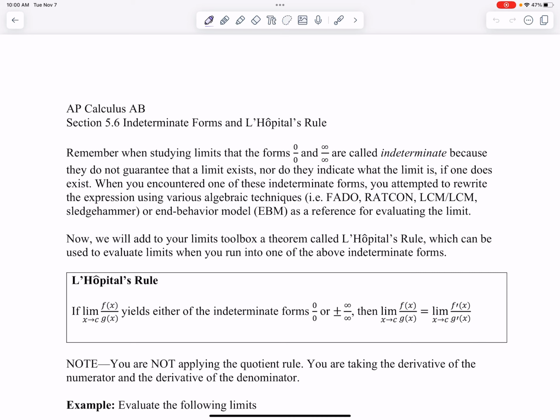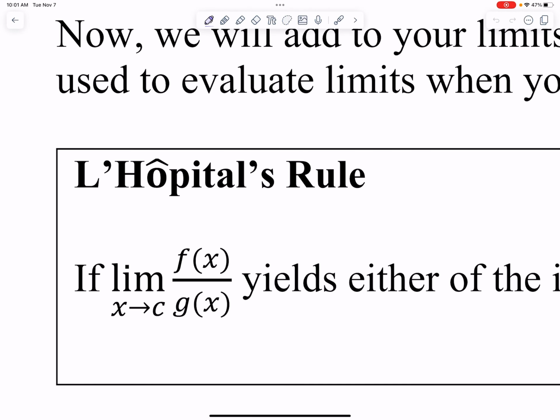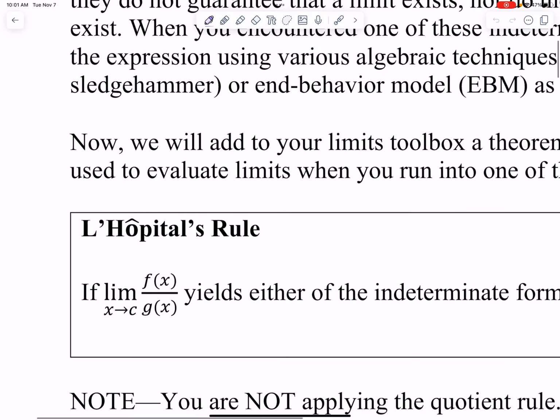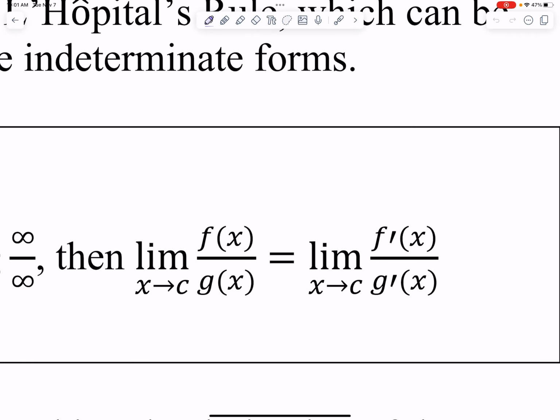So what L'Hopital's rule says is that if you are evaluating a limit as x approaches c of f of x over g of x, and you end up running into 0 over 0 or infinity over infinity, what you can do is think about taking the derivative of the numerator and the derivative of the denominator, and then trying direct substitution again. Now, this is not using quotient rule. So looking at your numerator, thinking, okay, well, what differentiation rules do you need in order to differentiate the numerator? And then what differentiation rules do you need to differentiate the denominator?